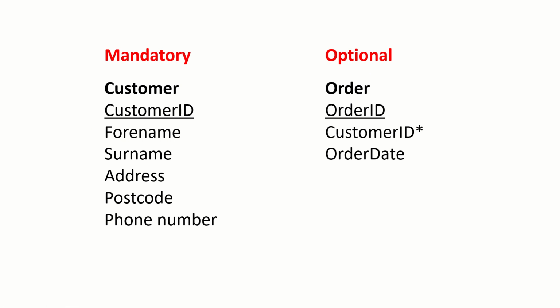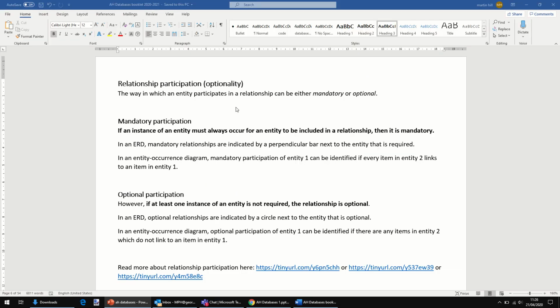entity. Okay, let's quickly look at the notes here. So this is the notes booklet. You can see it's also referred to as optionality sometimes, but SQA call it relationship participation. There's an attempt to explain it here. Frankly, I find it a bit hard to do in words, but what's important is how we indicate them on an ER diagram. In an ER diagram, mandatory, we put a little perpendicular bar through the relationship line, the connecting line, and optional, we put a circle.